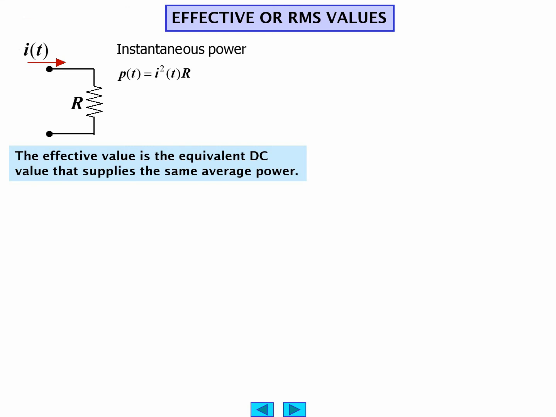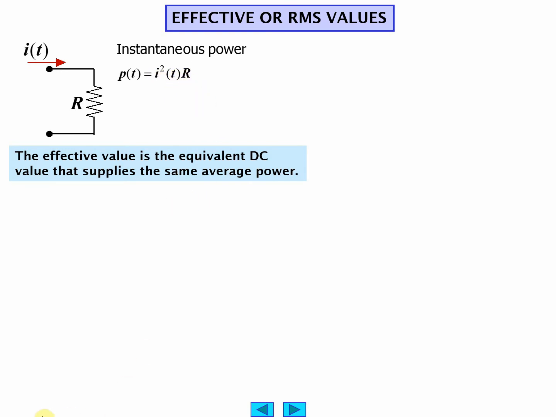Okay, ladies and gentlemen, next topic. What do we mean by RMS values and why is it so useful? So we start out with the power equation that equals I squared R. You have a certain current going through the resistor. And the effective value, the quote RMS value, is the equivalent DC value that supplies the same average power.